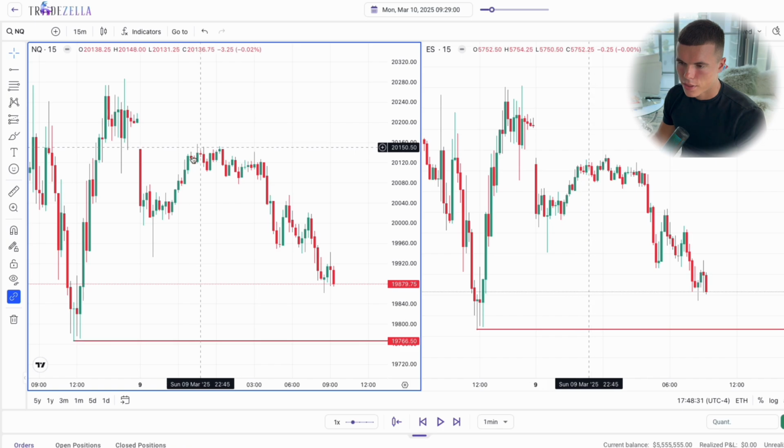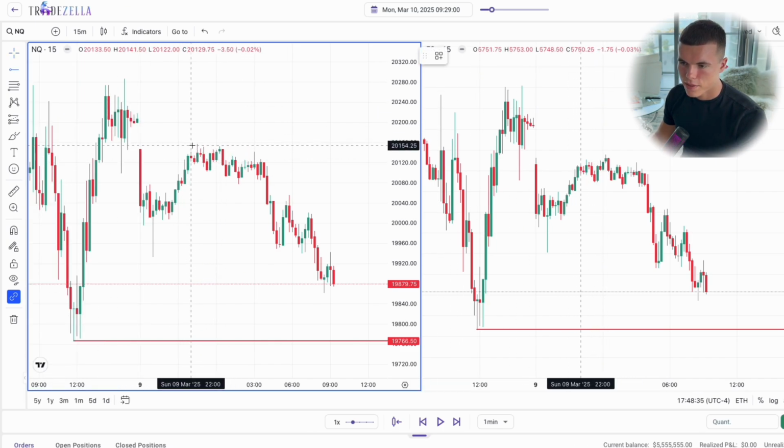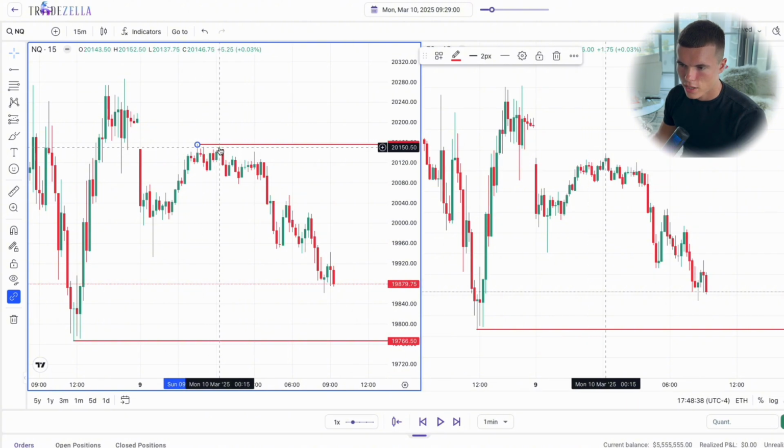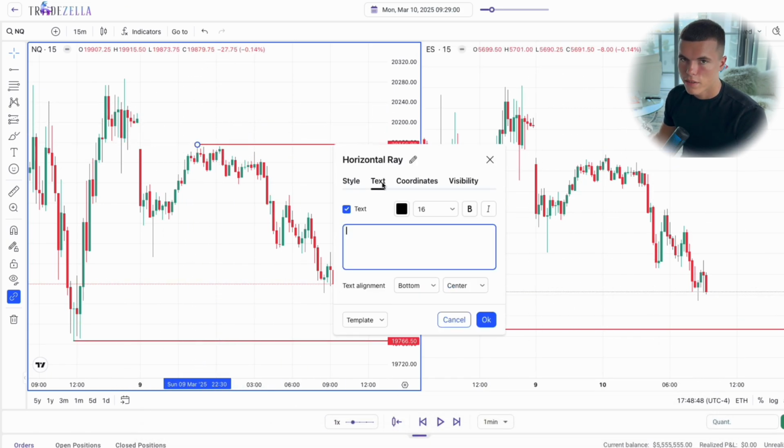And as you can see here, the high created inside of Asia session has actually left a pair of relative equal highs. So this high and this high never took out this one. Therefore we have two sets of highs on NQ which is relative equal Asia highs. So you're going to want to mark that out ready for the AM session.